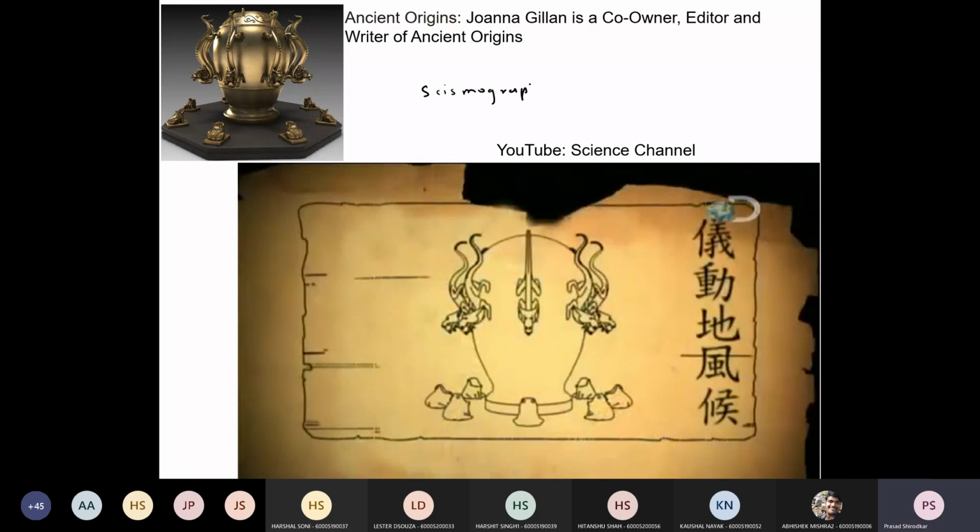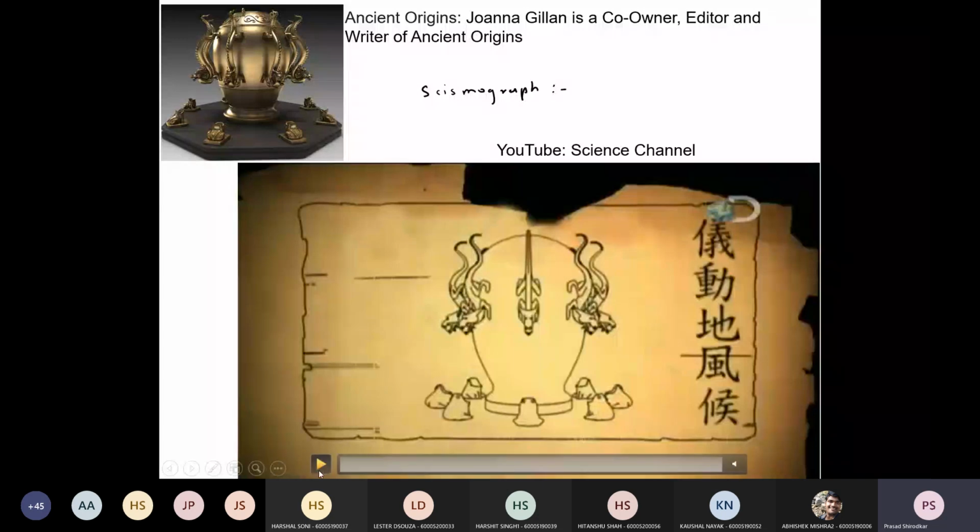Do you know what a seismograph is? What is the aim of the seismograph? Anybody? Basically, a seismograph is an instrument which is used to measure vibrations. Yes, earthquakes, correct. These instruments are used to predict earthquakes. So whatever you are seeing on the screen, this was the first seismograph which was developed.